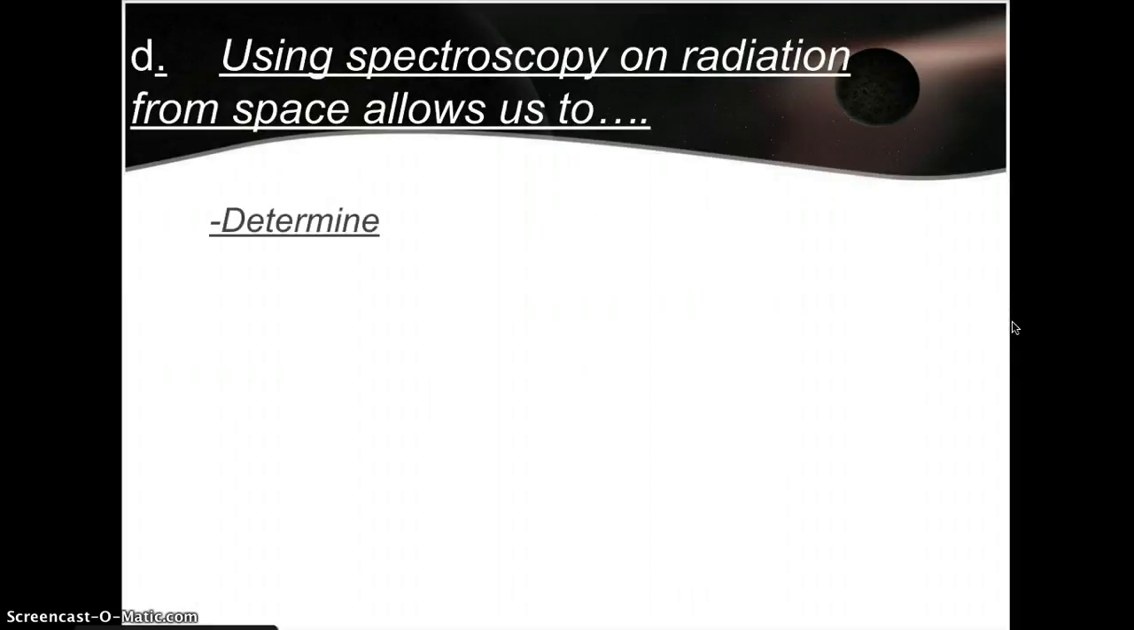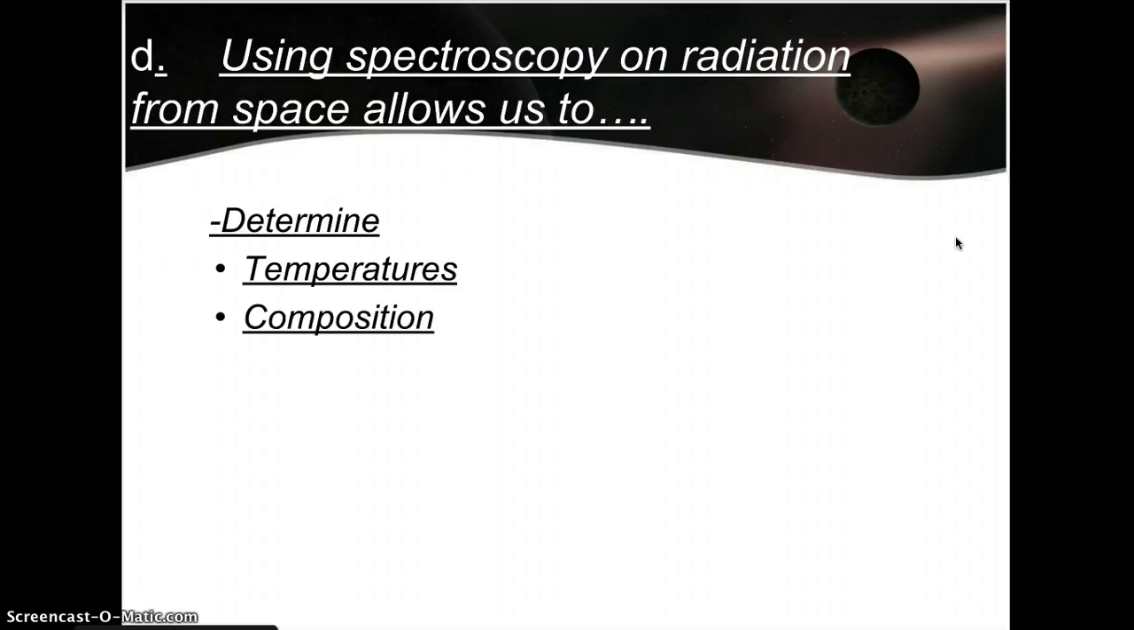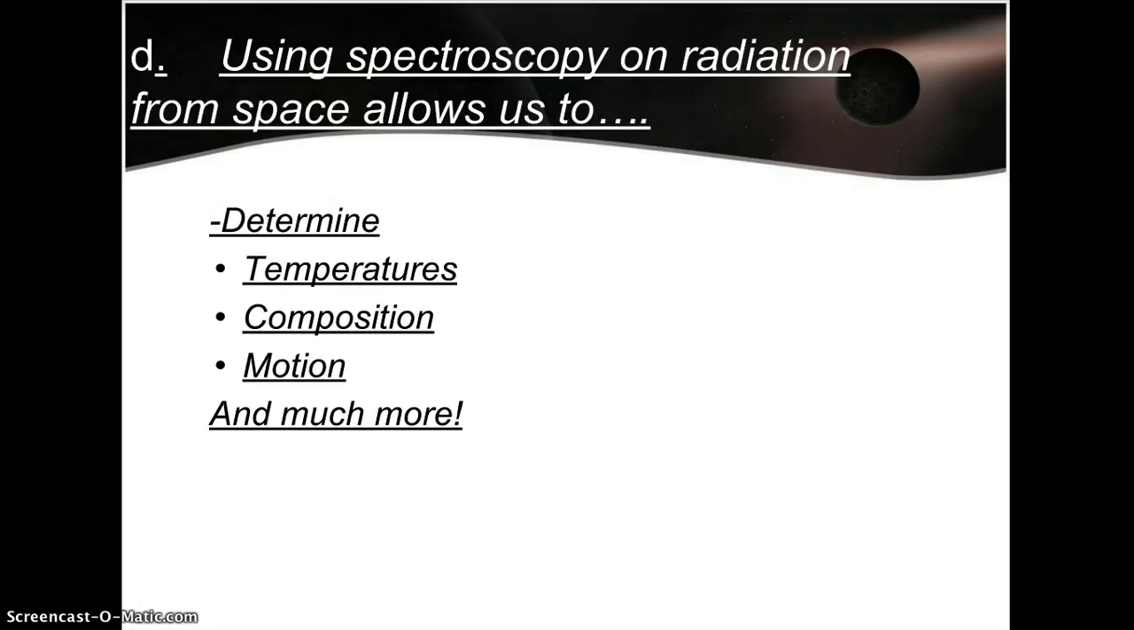So using spectroscopy on radiation from space. We talked yesterday and today so far about how we can learn about distant objects from the light that they are emitting, or the radiation that they're emitting towards us. So these are some things that we can learn about a distant object, something like a star or a distant moon or planet or galaxy, based on the light that it's emitting towards us.